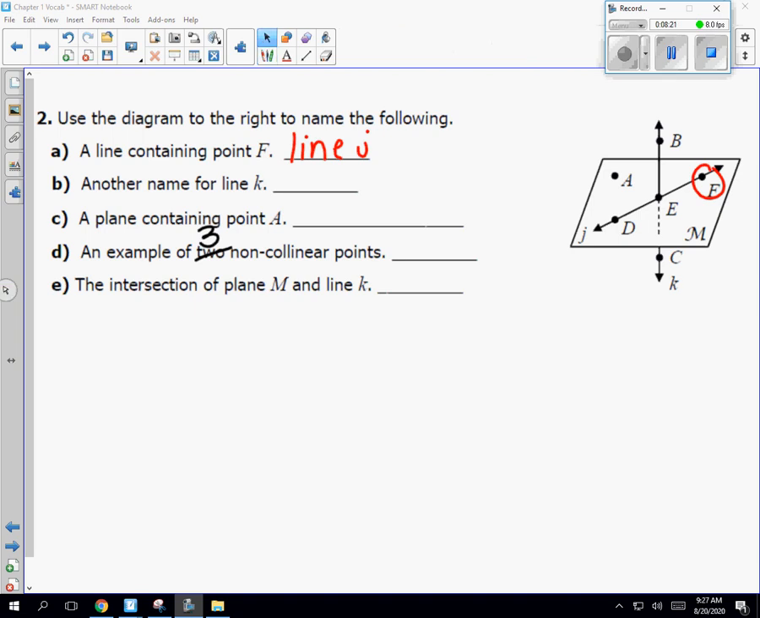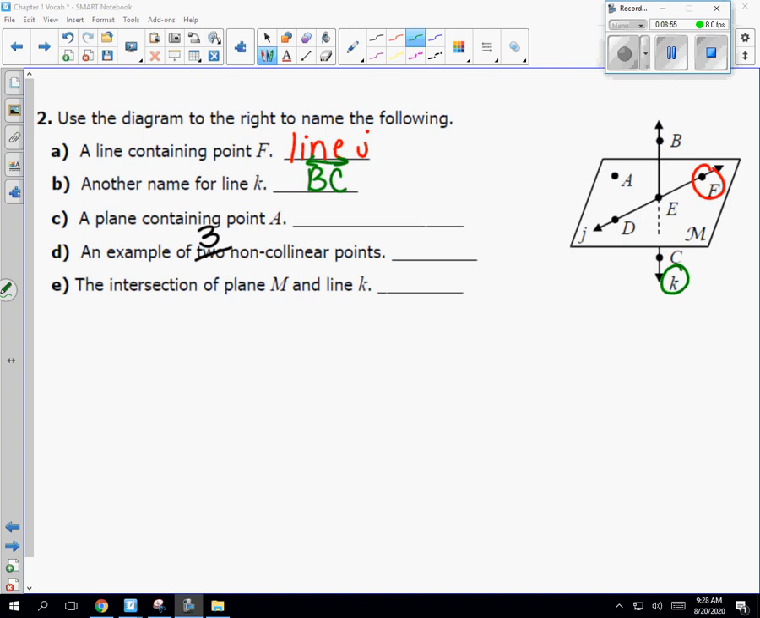Another name for line K, again, you need to find 2 collinear points. So K is right here, so you need to find 2 points on that line. I think it's almost a 3-dimensional perspective, so that's why it's dotted like that, but you can name this line, an example could be BC. Those are 2 points on that line, and make sure you have that arrow line symbol above it.